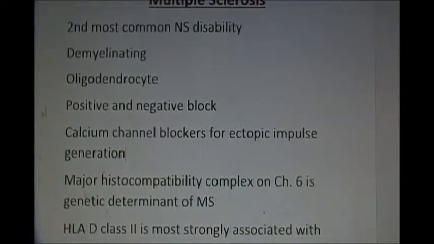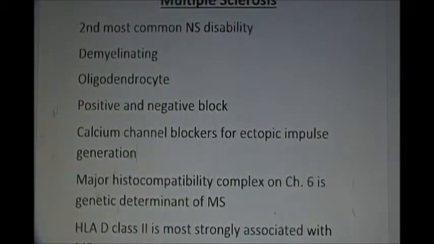The main function of the myelin is to conduct the impulse in a fast way. When the myelin is destroyed, the conduction is either slowed down or blocked, or it may produce an ectopic impulse there. If the conduction is slowed down or blocked, this is a negative block. But if it occurs at the site which is exposed, it produces an ectopic impulse. This is a positive block. Why is there a positive block? Why does the positive conduction occur?